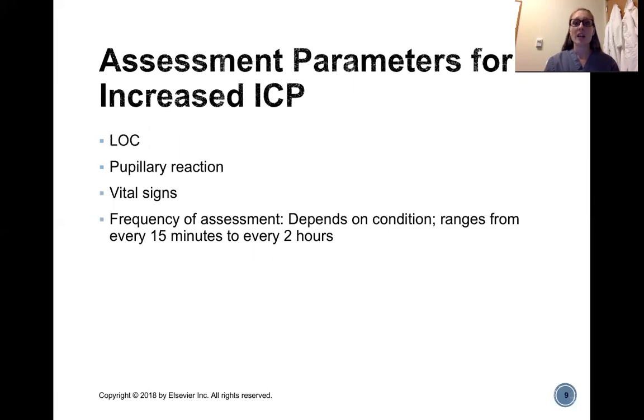So when we're looking at assessing increased intracranial pressure, we're going to utilize our level of consciousness. We're going to take a look at the pupils. We want to know if they're equal and reactive, and we're going to take a look at vital signs as well. So how frequent we do the vital signs is going to depend on the severity of the condition. So we could be doing vital signs every 15 minutes, or we could be doing vital signs every 2 hours. And that's just going to be determined, again, by the severity of the condition.